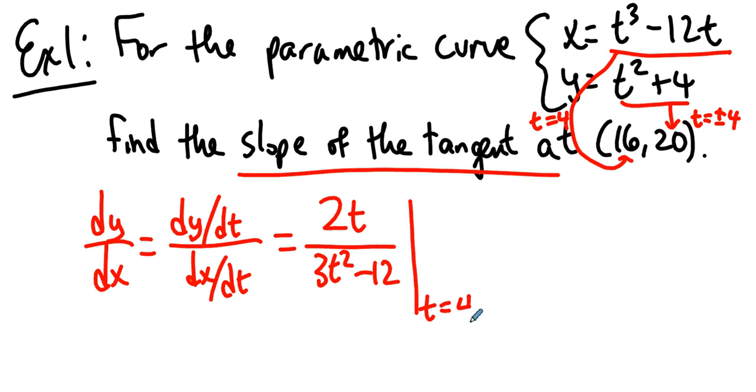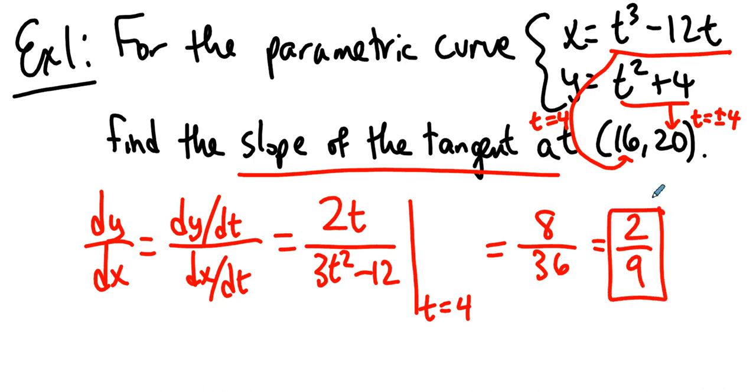Okay, so we do this at t equals 4, and we get 8 over 36, which is easily 2/9. That's the slope of the tangent line. We can find the equation of the tangent line. It doesn't really matter. But we're asked for the slope, and that's what we found.